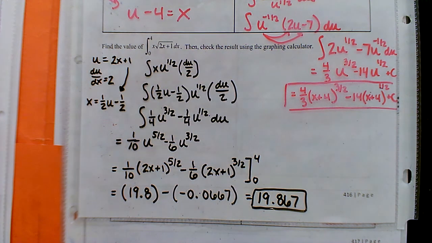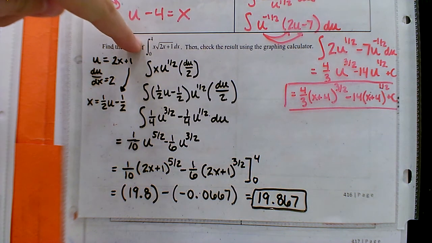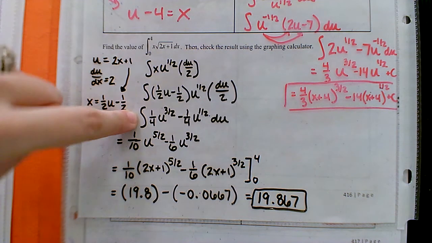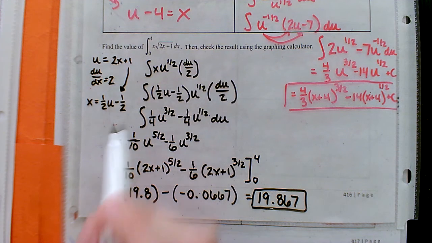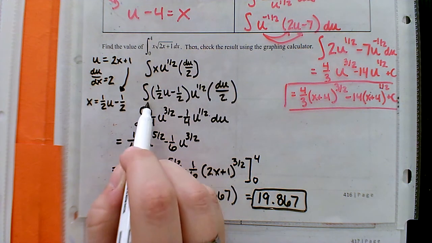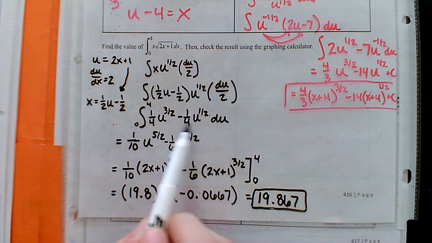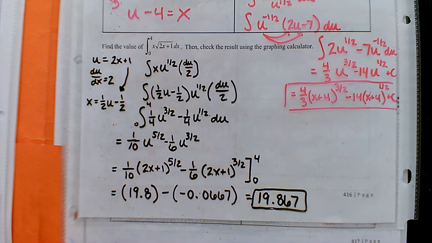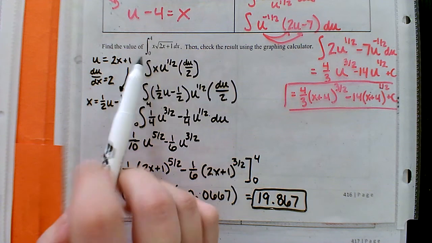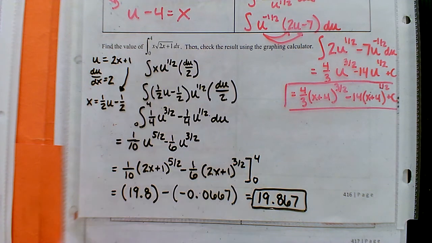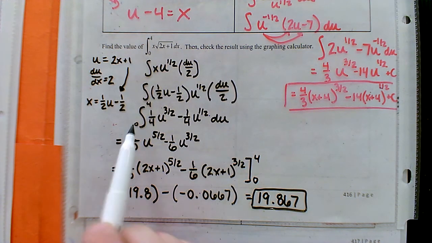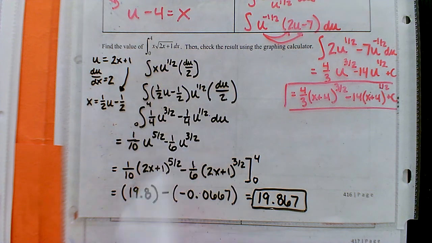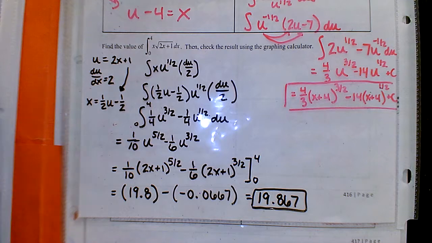Since, and this is really important, okay? Since we're changing this original x integral into u's, do you think I can still put a bound of 0 to 4 on this u integral? We're going from 0 to 4 in terms of x's. Do you think it's still 0 to 4 in terms of u's? What if we were to try it, okay?